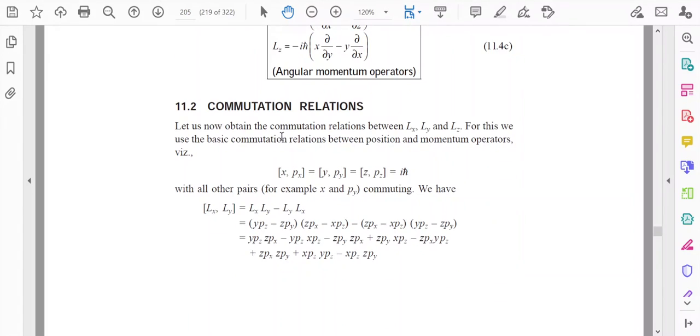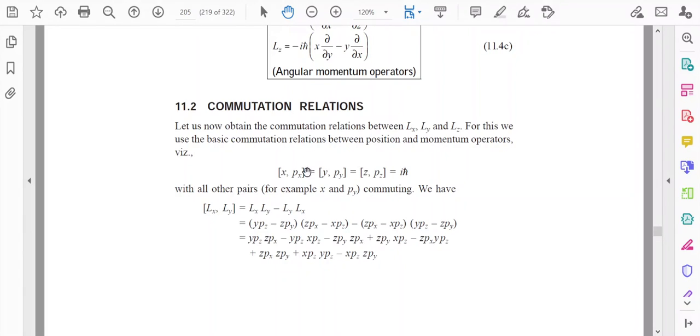So, we are going to obtain some commutation relations between Lx, Ly and Lz. For this purpose, we use the basic commutation relations between position and momentum operators. We have already read these in classical mechanics. Even in quantum mechanics we have already studied this. For example, [x, px], [y, py] and [z, pz], they all give i ħ. So the commutation relations between x px, y py and z pz are the same, and that is i ħ. And with all other pairs, for example x and py, they will commute with each other and they will become 0. For example, the commutation relation [x, py] will be 0, [x, pz] will be 0. Similarly, [y, px] will be 0, [y, pz] will be 0, etc.